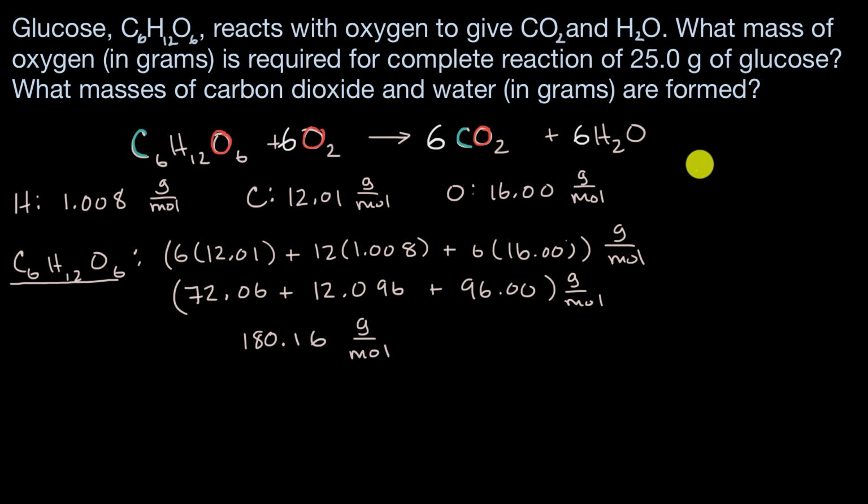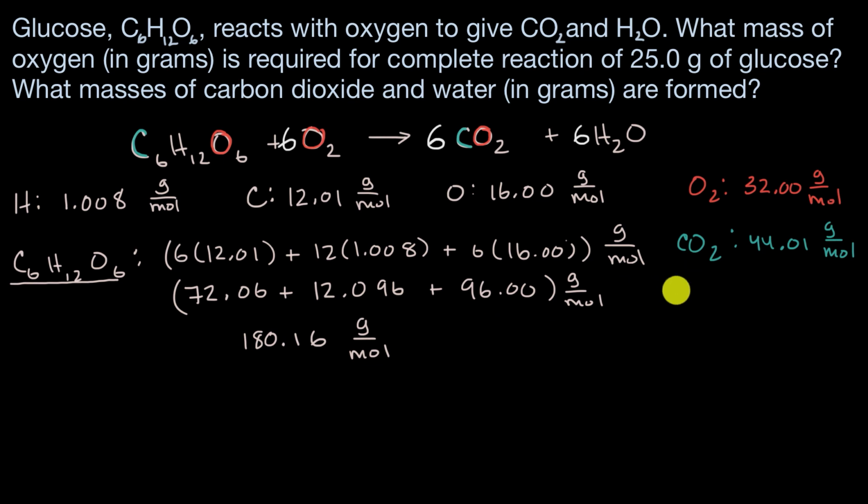If we think about oxygen, I'll do that over here to save space. Oxygen, that's pretty straightforward. A molecular oxygen molecule just has 2 oxygen atoms. So it's going to be 2 times this. It's going to be 32.00 grams per mole. And then carbon dioxide is going to be 2 oxygens plus 1 carbon. So it's going to be this plus 1 carbon. So that's this plus 12.01. So that's 44.01 grams per mole.